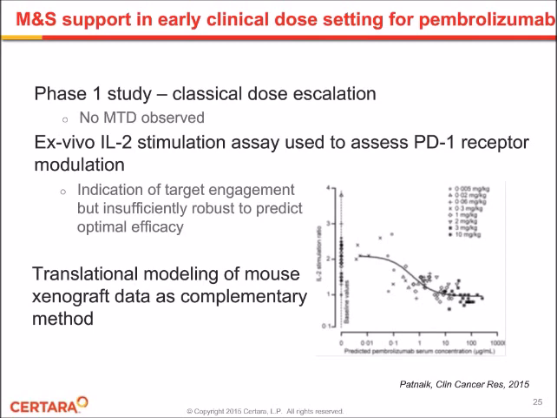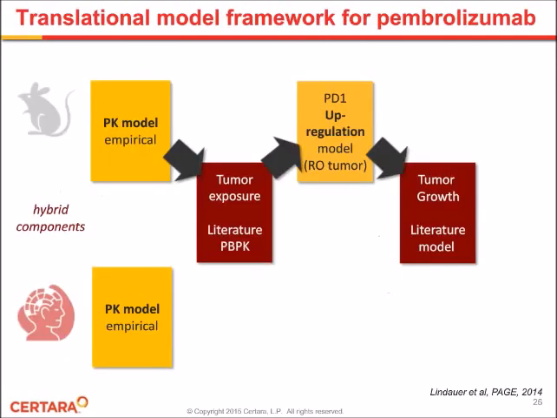So a complementary method was sought after, and translational modeling of mouse xenograft data was applied in a somewhat sophisticated way, which I'll try to explain here. So a translational model framework was set up, and you can see here it was built on both data-driven elements, which are depicted here in yellow, as well as literature elements. So essentially existing models taken from literature, which are depicted here in red.